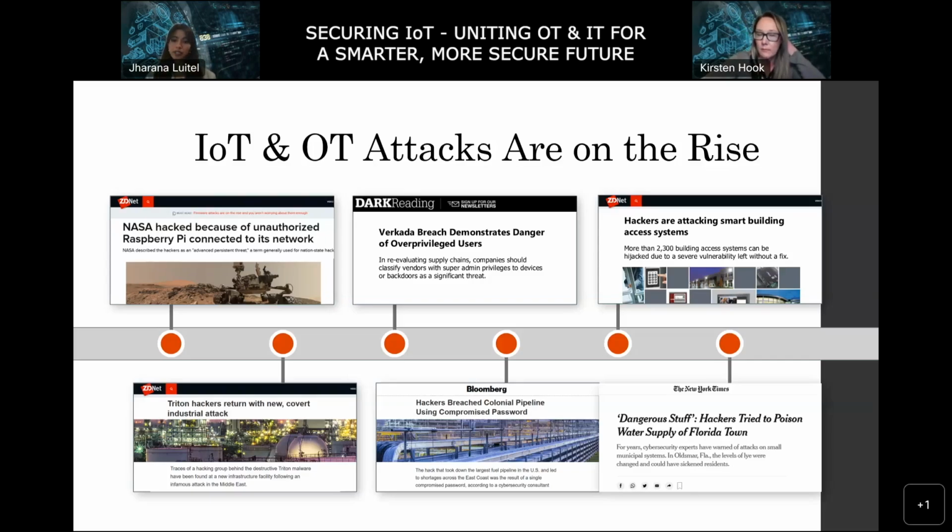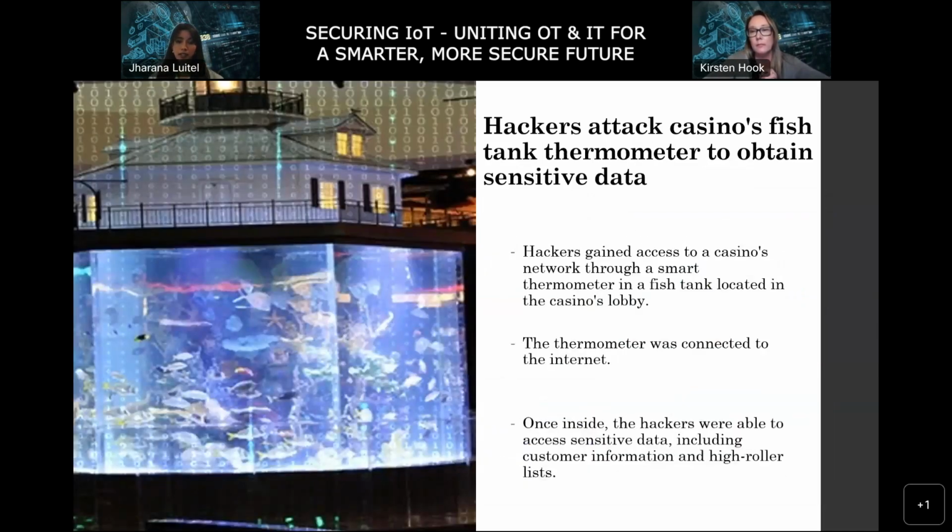Some of the attacks include NASA hacked because of an unauthorized Raspberry Pi connected to its network, or hackers attacking a smart building access system. As such, ensuring the security of IoT and OT systems is very crucial for widespread adoption and success. And talking about some attacks, let's look into one example of an IoT attack that happened and one example of an OT attack. This is a really interesting attack.